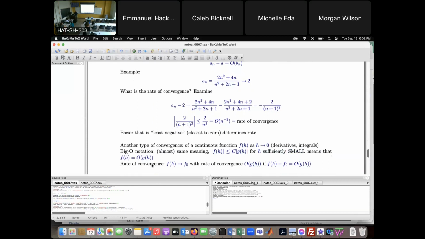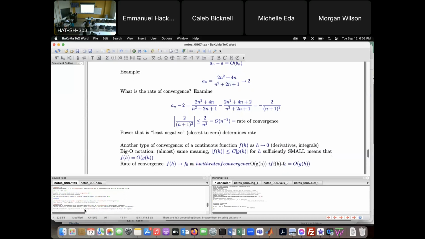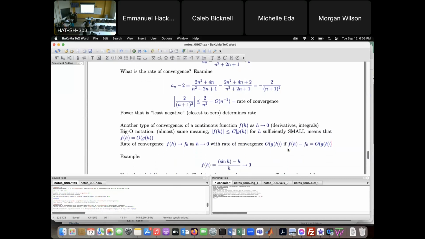We have a similar definition for rate of convergence. So if f of h converges to some value f naught as h goes to 0, then the rate of convergence is big O of g of h if the difference between the function and its limit is big O of g of h. Here's an example of that.